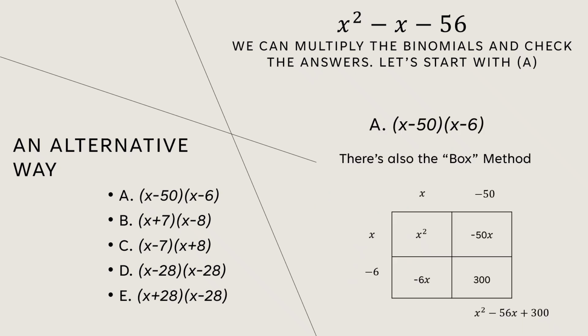You can also do this using the box method, and all you're going to do is write one binomial on the top and one binomial down the side, and then you just multiply within the boxes. So you have x and x is x squared, x and -50 is -50x, x and -6 is -6x, and -6 times -50 is positive 300.